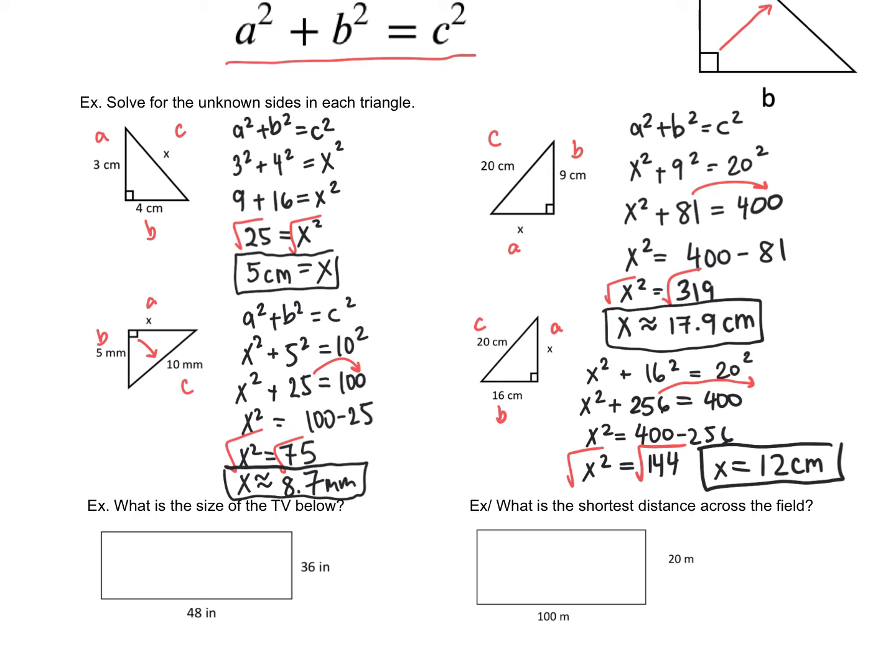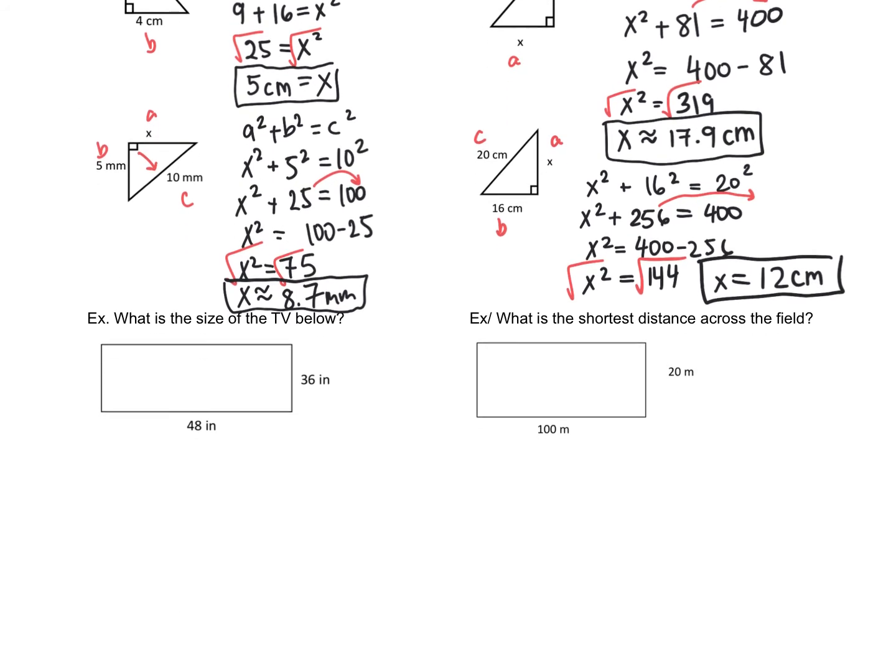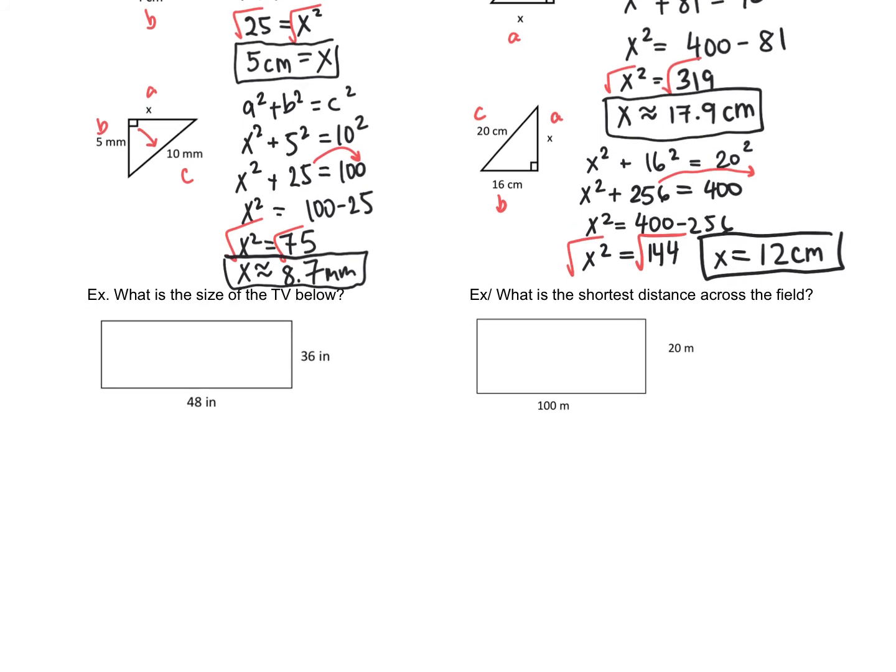I am going to add a little application twist here, but the calculations will be the exact same. So what is the size of the TV below? If you know, when you're looking for TVs, the dimension that is given is always the diagonal. So this question is really just asking us for this length here. So I was given a rectangle. When I put that diagonal, I now have a nice right angle, which means I'm solving for C.